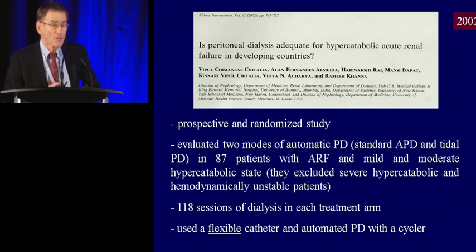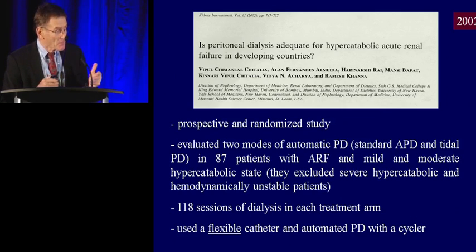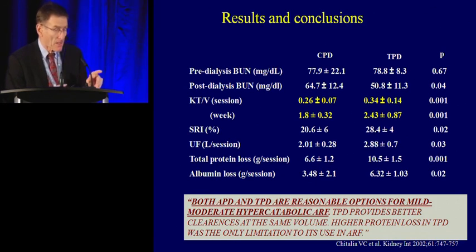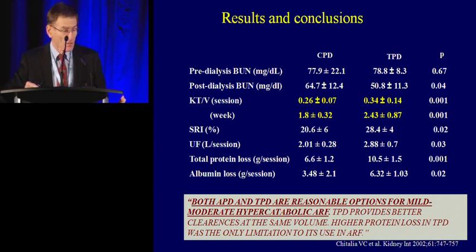But the truth was, at the same time, a paper came out from India in KI in the exact same year, 2002. And this was a randomized trial. Now, this also was a flawed study in many ways. They were simply comparing automated PD with tidal PD, and with standard conventional automated PD, in 87 patients with acute renal failure who had mild to moderate hypercatabolic states. It's not worth going into the details of the paper, but they concluded that both types of treatment are reasonable options for mild to moderate hypercatabolic acute kidney injury. And I highlighted in yellow the dose of dialysis that was used, because I'm going to keep coming back to this a little bit later on.